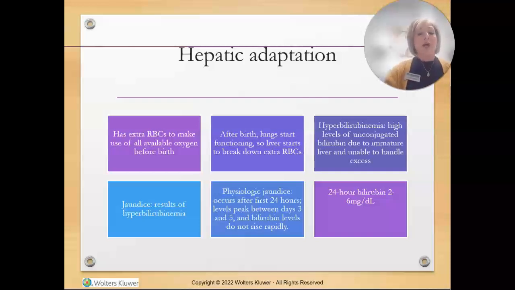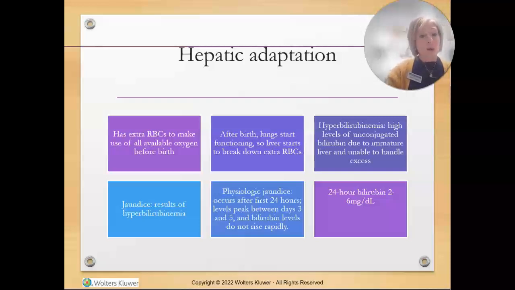But they have to get those. We want their level to be less than 6. If it's greater than 6, that baby may end up having to stay because of the extra bilirubin that is being broken down. So always remember your bilirubin needs to be less than 6 in your babies. Usually it should be 0, but we're okay with 6 or less in our babies.